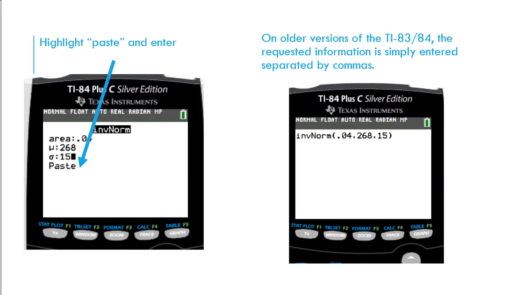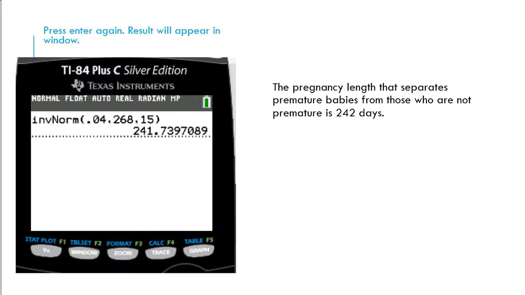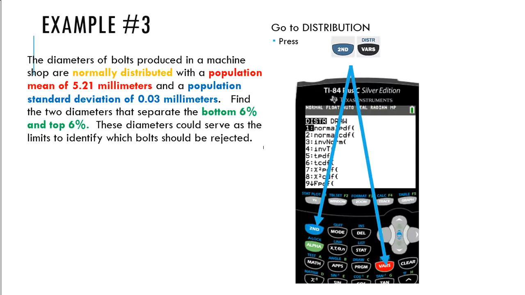So I'm going to put in my calculator 0.04, and then my mean is 268, and my standard deviation is 15. So when I hit enter, it shows the pregnancy length that separates premature babies from those who are not premature is 242 days. And that's what you're looking at with those types of problems.